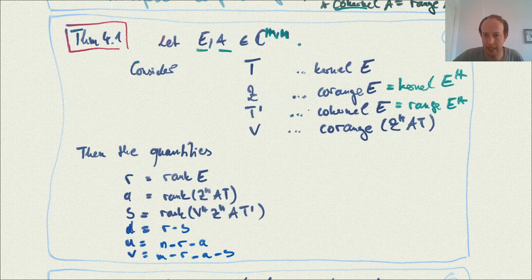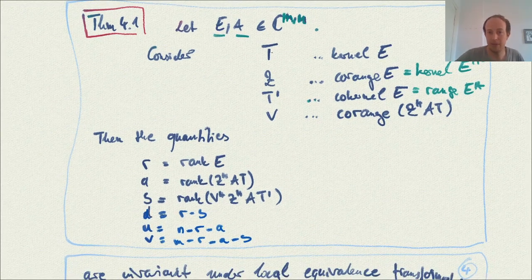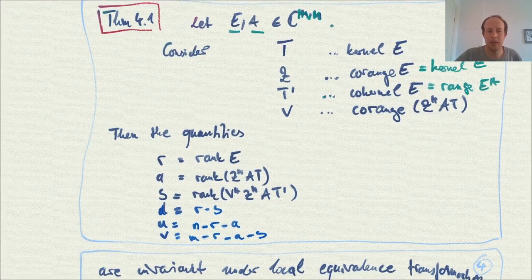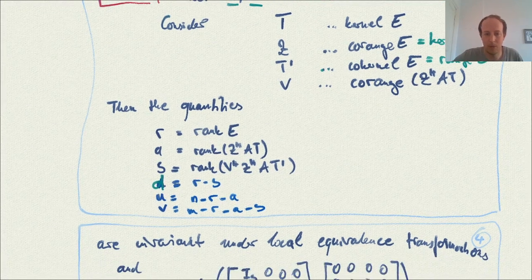And then we have the Z, we have the T, and of course we have the A. So we can also look up what is the co-range of this ZH, A T. And if we have these matrices T, Z, T dash, and V, then we can define the quantities R, which is the rank of E. We can define the rank of this matrix here; this will be the A. Then we can also define the rank of this matrix here, ZH, A T dash, and with this V VH multiplied, this will be the S. And then based on these R, A, S, we can also define the D, which is R minus S, the U like this, and the V like that.